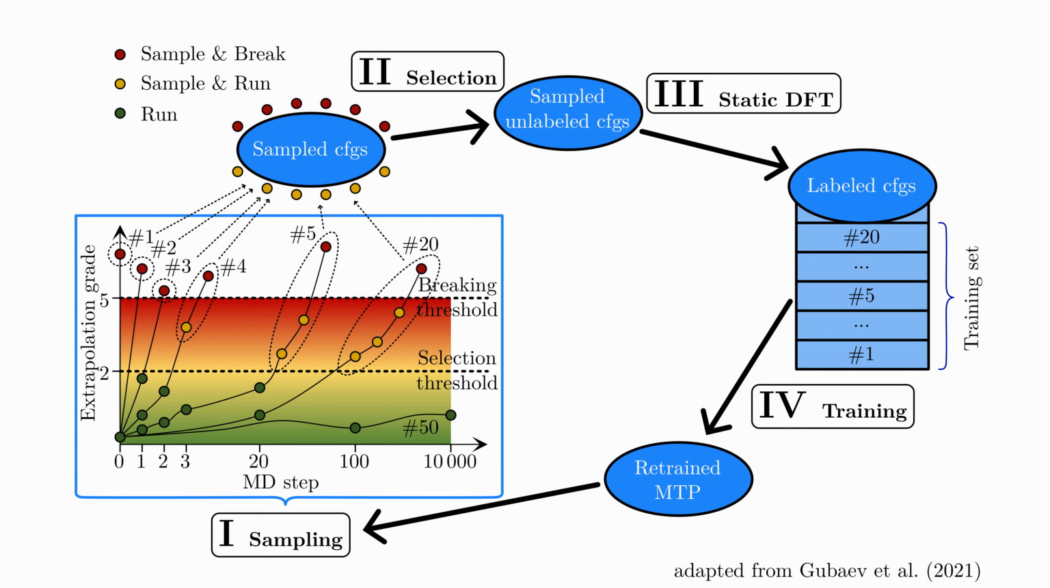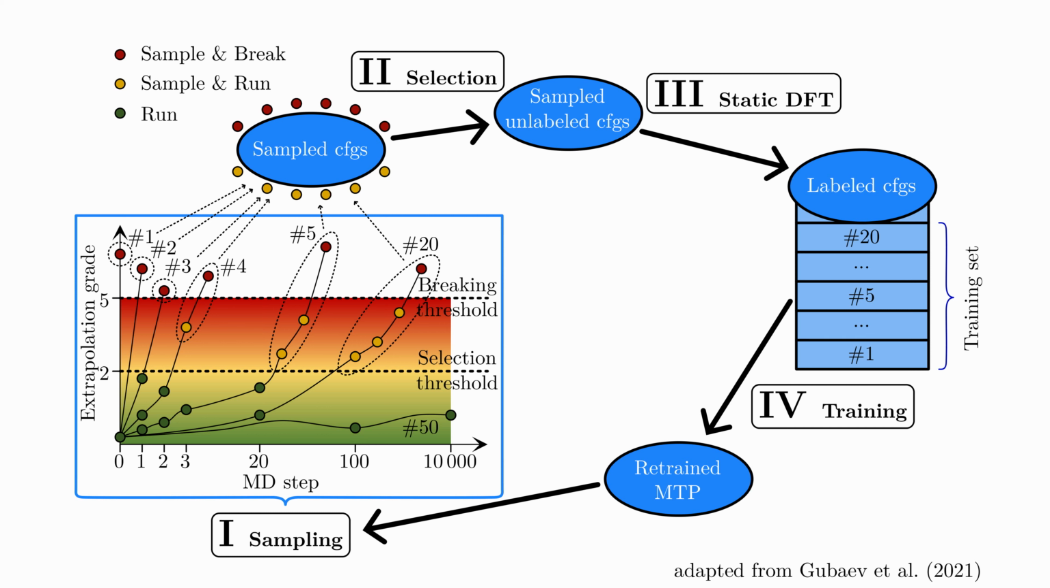Stage 2. Selection. Select a number of configurations from the sampled configurations, which are as different from each other as possible, and add them to the MTP's training set. Go to Stage 3. Stage 3. Static DFT. Determine the energies, stresses, and forces associated with the new configurations in the training set using a static DFT calculation. Then go to Stage 4. Stage 4. Training. Retrain the MTP on the new configurations. Then go back to the sampling stage.